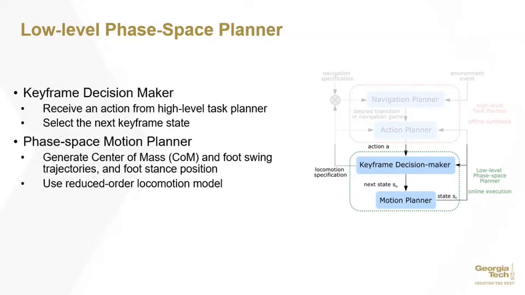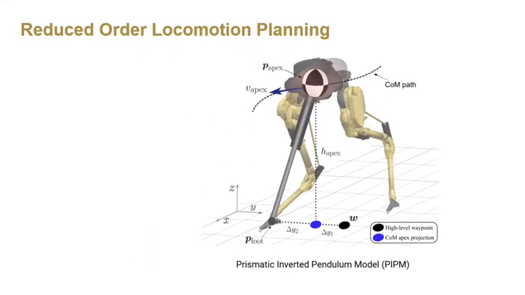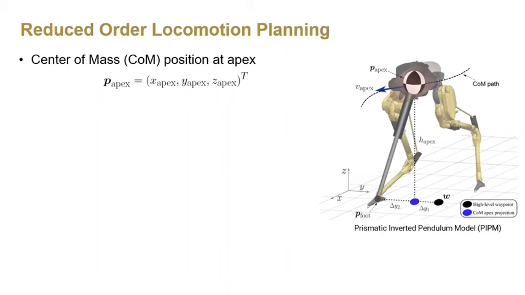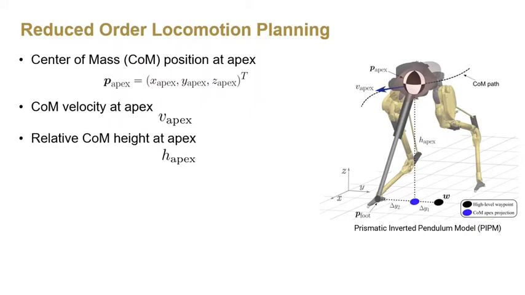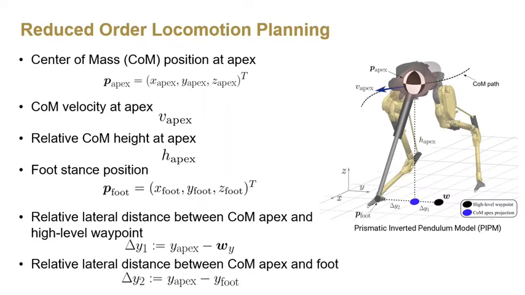It uses a reduced order model to describe the dynamics of the Cassie bipedal robot. The reduced order model that is used is the prismatic inverted pendulum model. Key parameters are center of mass position at apex, center of mass velocity at apex, relative center of mass height at apex, foot stance position, relative lateral distance between center of mass at apex and high-level waypoint, delta y1, and relative lateral distance between center of mass at apex and foot, delta y2.